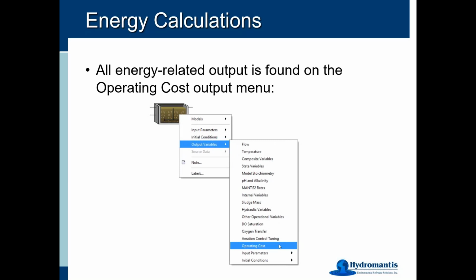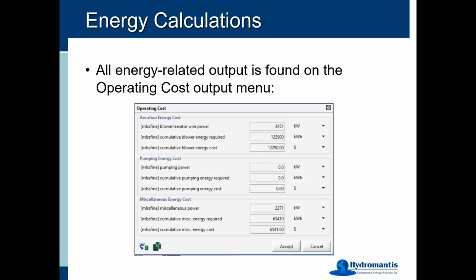So once you've entered in all of that information, you can then get the output from that, just like you can any other typical variable in GPSX, by going to that object, right-clicking on the object, going to the output variables menu and down to operating costs, and then you'll see details of the energy usage itself. So you'll see the instantaneous power that is being required to deliver that aeration. And then you'll also see the amount of energy that is required because we're accumulating that over time. So power in units of kilowatts, and then we're integrating that over time, which gives us kilowatt hours for the amount of energy that's been used.